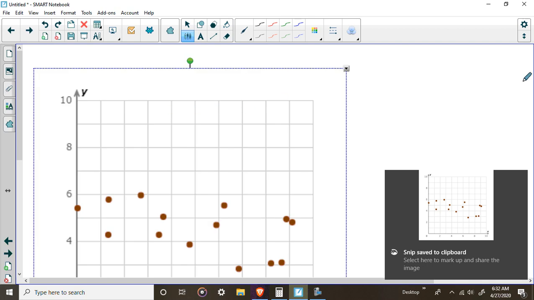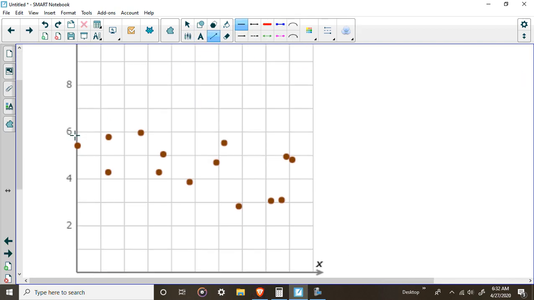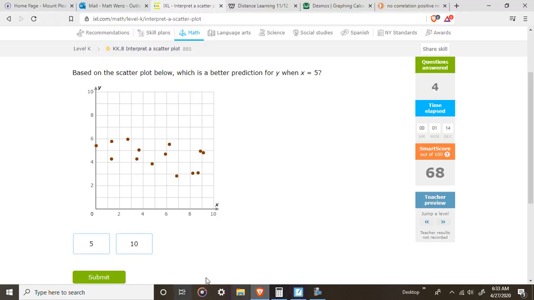So if they give you some data like this, and you were to draw a line through it, again, it's not going to be a perfect thing, right? But we could expect that at 5, it should be hovering somewhere between 4 and 6 up there. So when we go back here, yeah, between 4 and 6 is 5. They're good enough to give you answers where one is totally in here and the other would be well out here. So what's the prediction for y? Well, the better prediction for y would be 5.